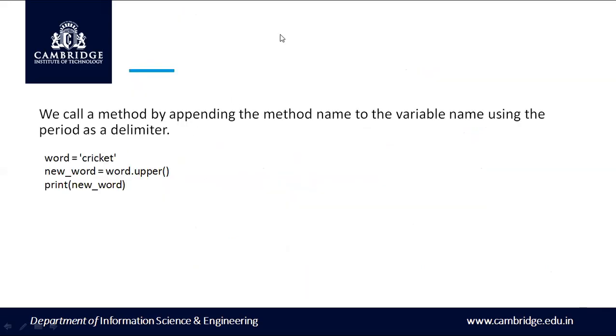So here are some of the examples. Here my string is cricket. This is another new variable. In this new variable, we have used the string method word dot upper. That means this function converts cricket to uppercase letters. Print new word, and it will convert all the characters to uppercase characters. We'll see some more examples.